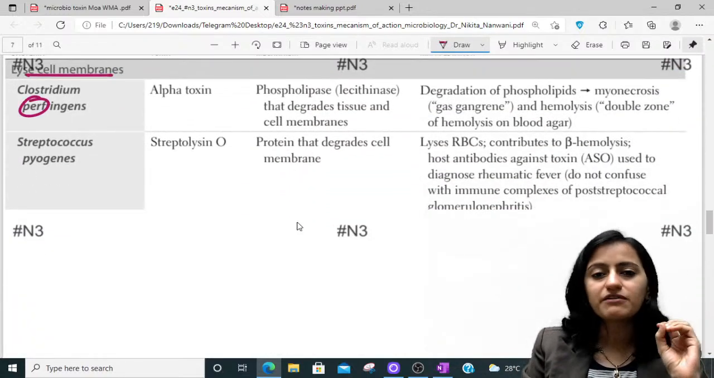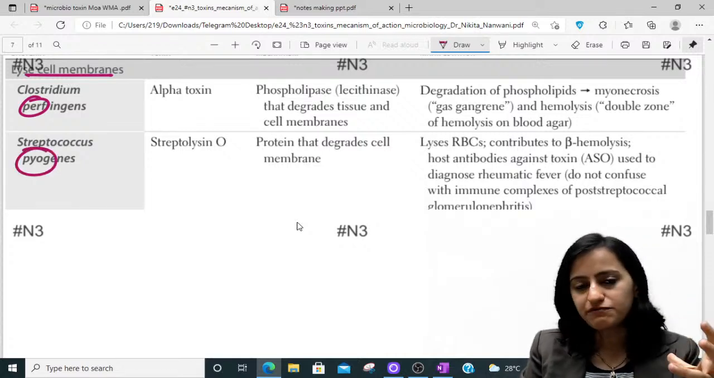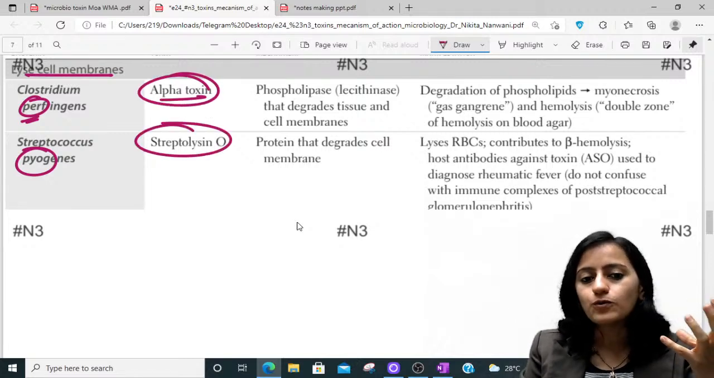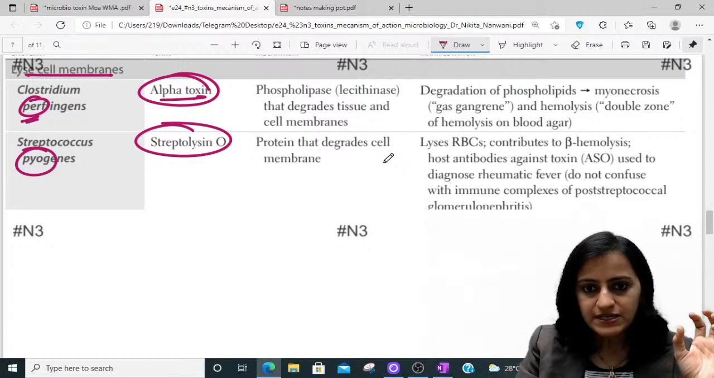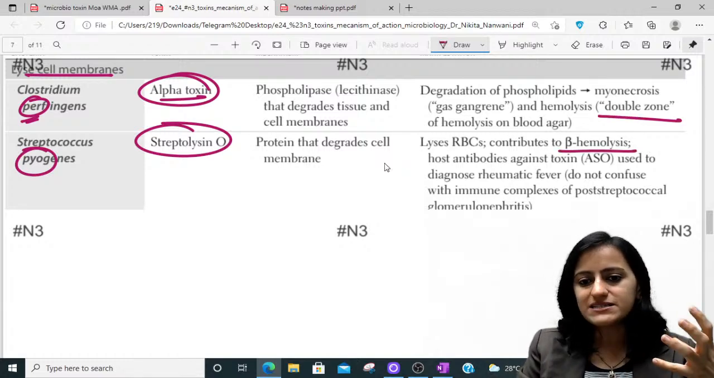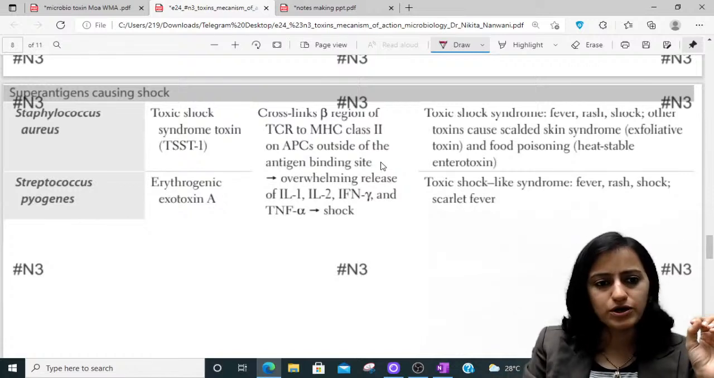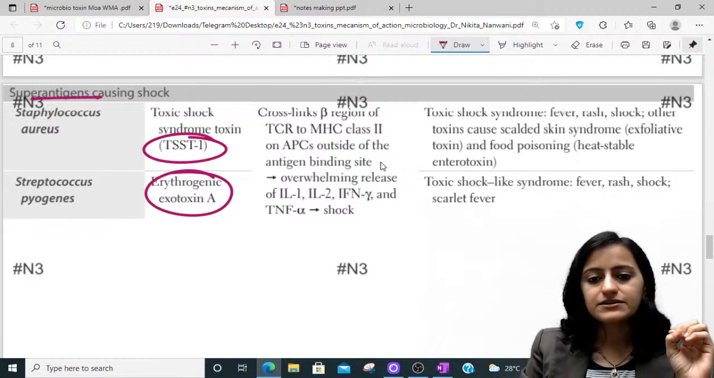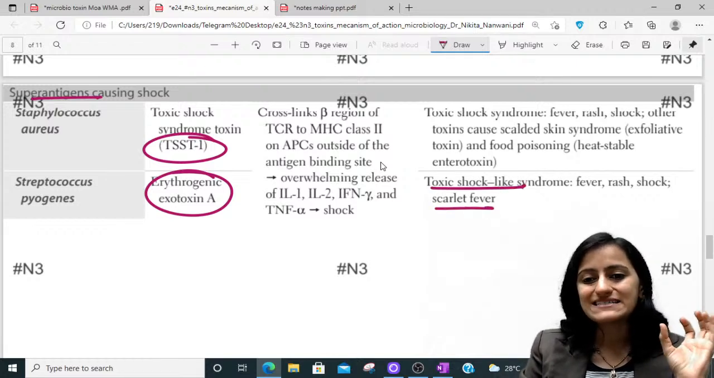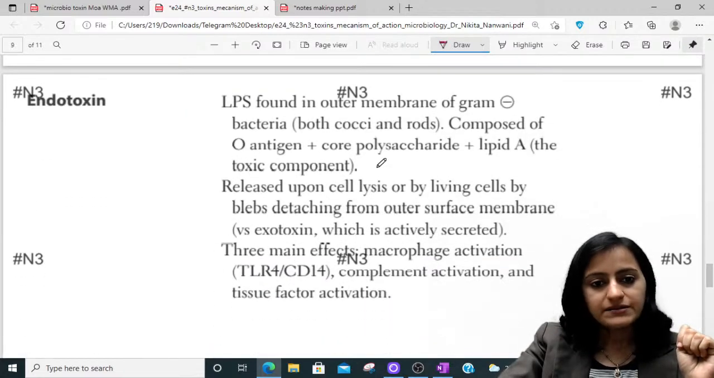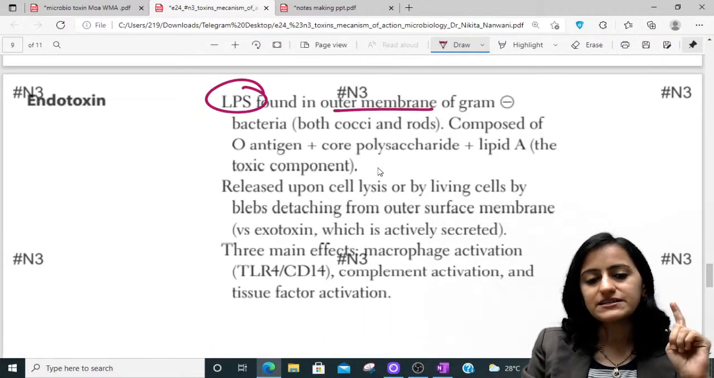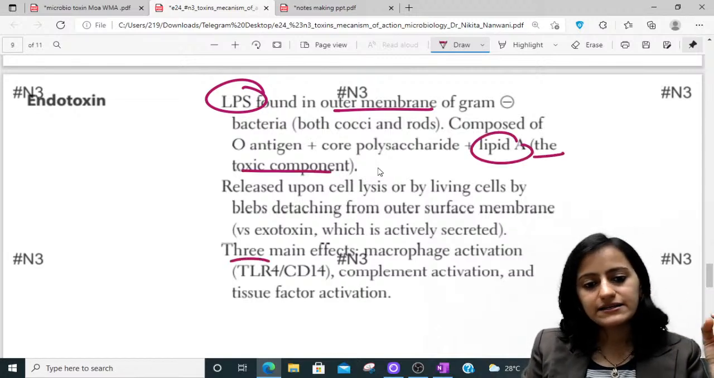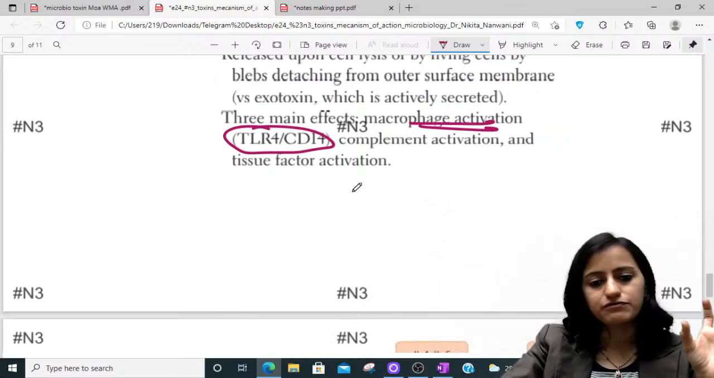Lysing cell membrane, perfringens perforates, and your pyogenes perforates. You can remember both of them, PP. Alpha toxin and streptolysin O, right? Alpha toxin and streptolysin O. So you have your double zone hemolysis. Here you have beta hemolysis. That is what is important. Super antigens, toxic shock syndrome, erythrogenic exotoxin A, and it causes your scarlet fever, toxic shock-like syndrome. Then you have your endotoxins, LPS present in outer membrane. The lipid A is the toxic component, right? And it is your TLR4 CD14, which is macrophage activation.